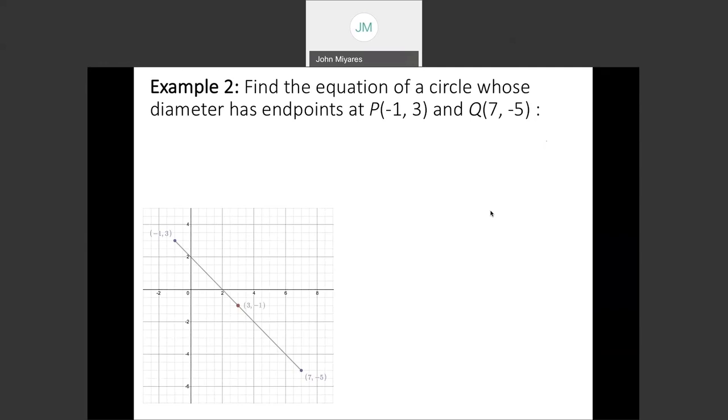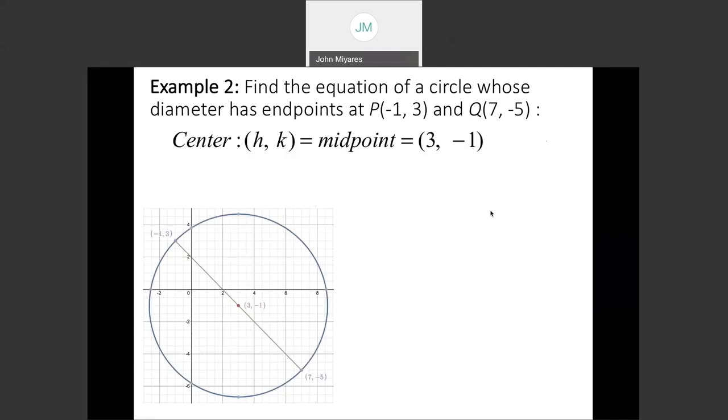This will give us the point 3, -1. From here, having a center and diameter, I'm going to draw out this circle. So now we know what it looks like, we need to find its equation. We know there is a center point that has to be labeled as (h, k). So that's going to be the point 3, -1. So h equals 3 and k equals -1.